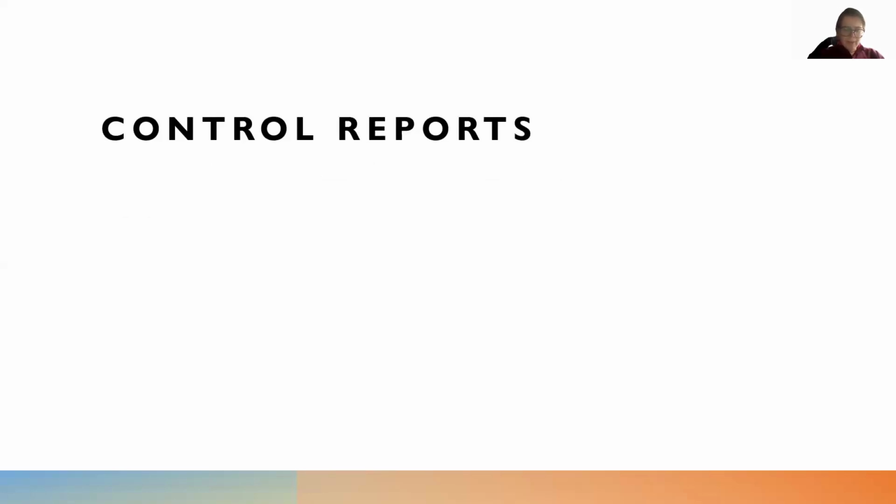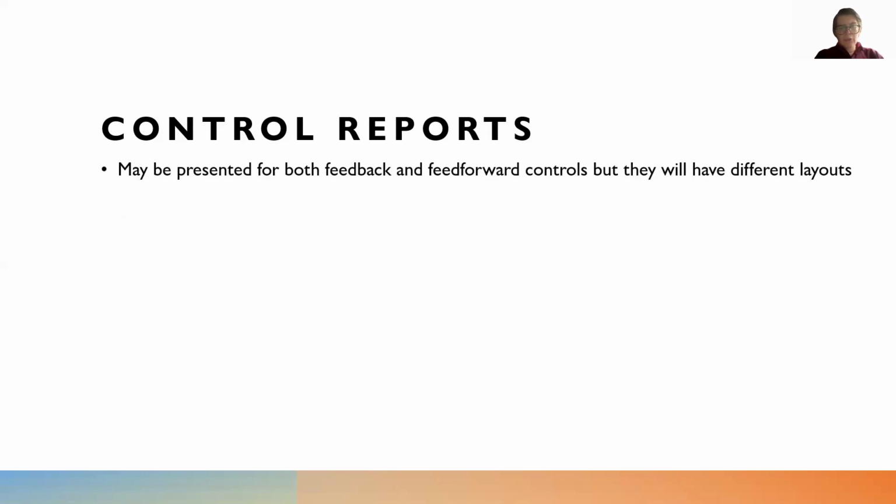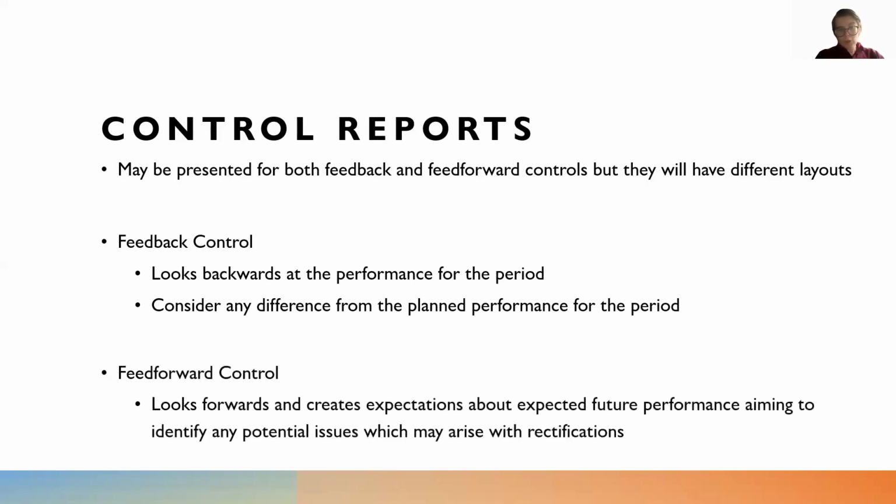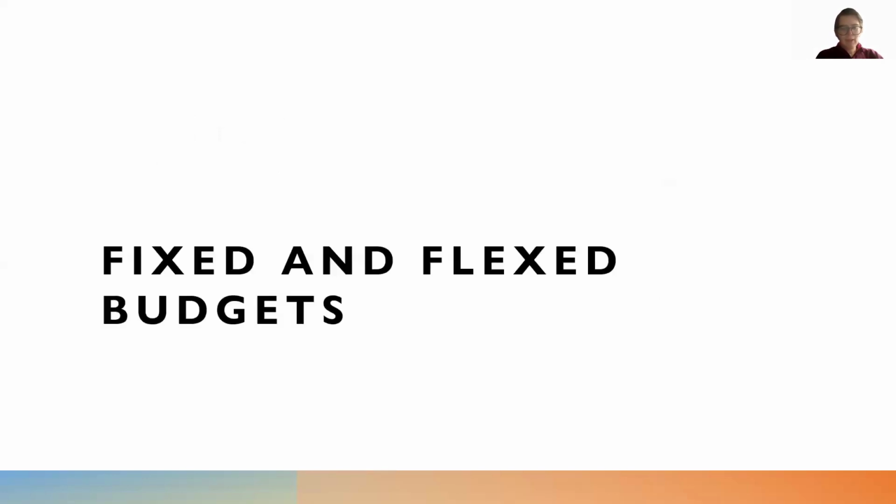Control reports then. So these can actually be presented for both feedback and feed-forward controls, but they're going to have different layouts. Feedback control is going to look backwards at the performance of the period, whilst feed-forward control is going to look forward and create expectations about future performance, aiming to identify any potential issues which may arise with rectifications, whereby your feedback control is going to consider any differences from the planned performance of the actual period.